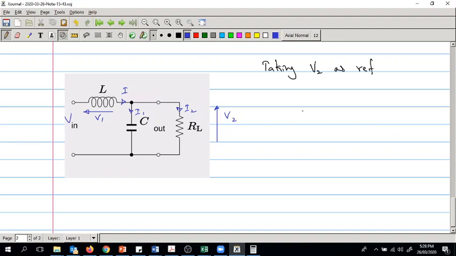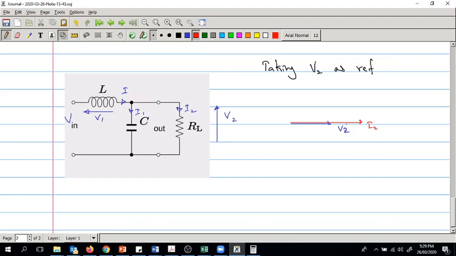So V2 is reference. At the beginning, because I am not sure whether the other phasors go up or down, I am drawing it in the middle sort of. So this is V2, let's write it neatly. Then we have I2. I2 is for the resistor, so that is in phase with V2.